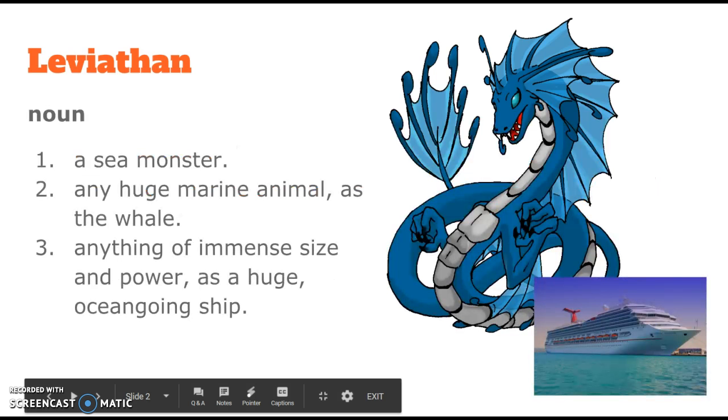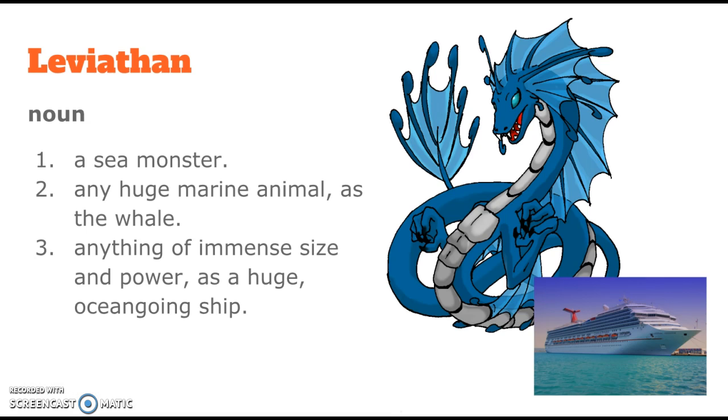So let's get started. First word, Leviathan. This word is a noun, and as you can see from the pictures at the right, a Leviathan is traditionally known as a sea monster, or any huge marine animal, such as a whale. But it can also mean anything of immense size and power, as a huge ocean-going ship. So you can see down at the bottom, any sort of giant ship is also known as a Leviathan. You can also use the word plural, so you could say Leviathans. So this is a noun, Leviathan, giant sea monster.